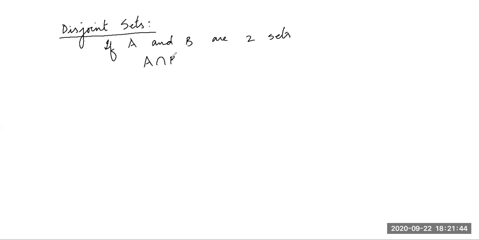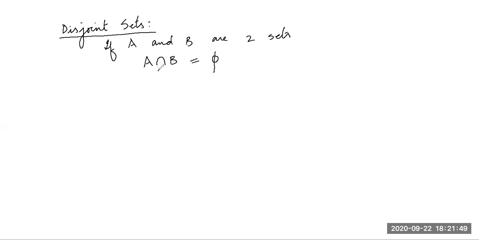What are disjoint sets? All right, students. How do we define disjoint sets? Just see, if A and B are two sets, right? They are two sets such that A intersection B is equal to a null set.